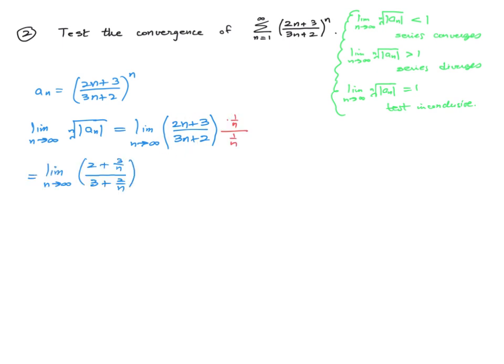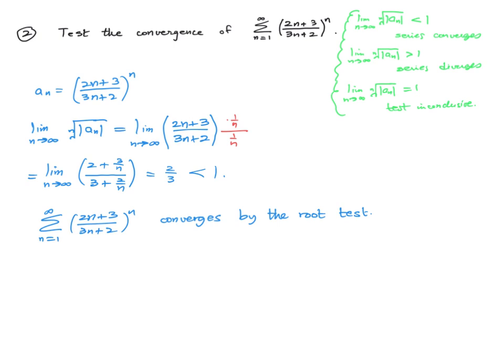So I use my clever little trick where I multiply the top and bottom by 1 over n to get this limit instead. When I evaluate, as n gets larger and larger, these two terms go to 0, so this is just 2/3. Because that limit is less than 1, the root test says that the series converges, so I say the series converges by the root test, because you want to specify what test you used. And that's the end of this video.